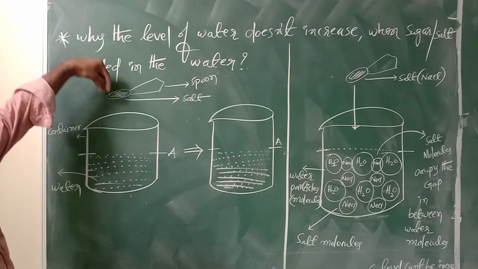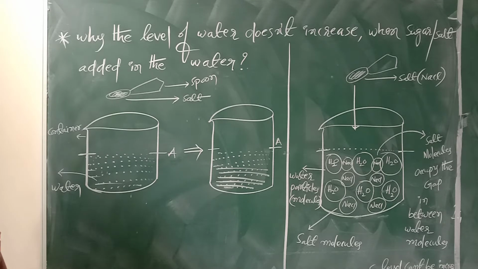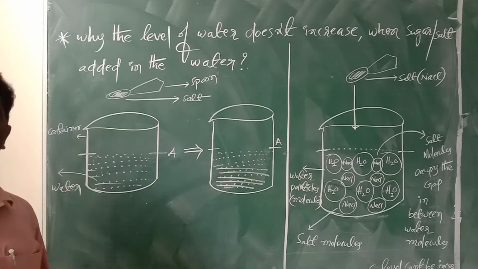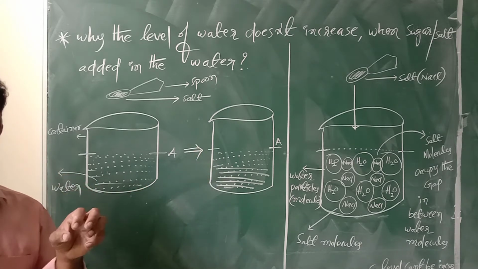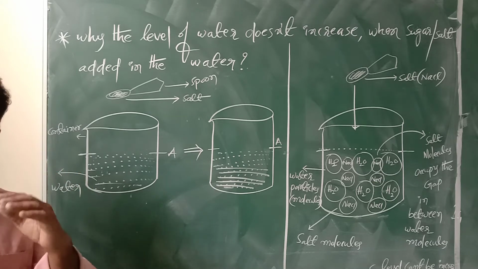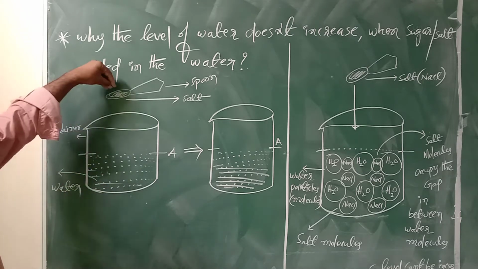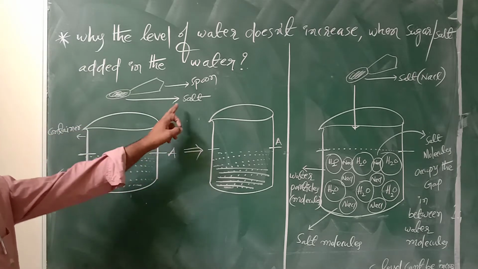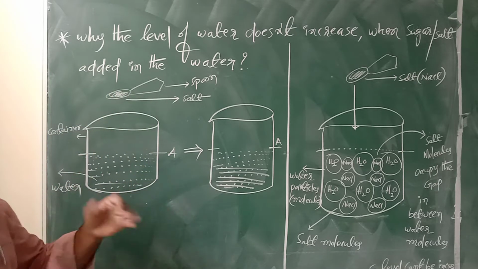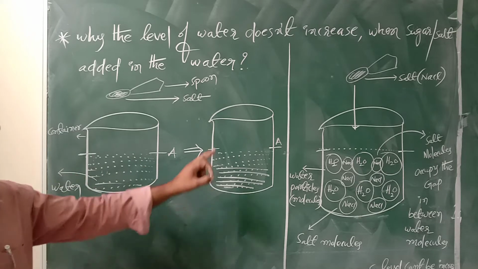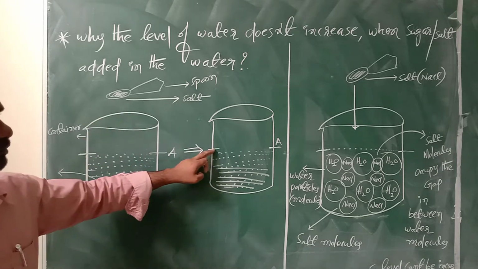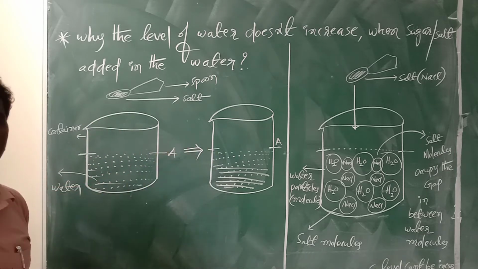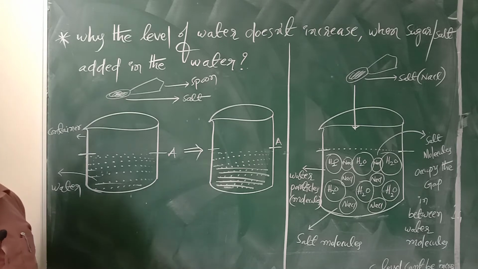Whenever salt is added here, salt will get dissolved inside the water. The level of the water does not change. Why is the level of water not changing, not increased or decreased? Whenever salt is added, the level of water is not increased. Why is the level of water not increasing? As usual, the level of water will be A only, as shown on the board. So why can the level of water not change?